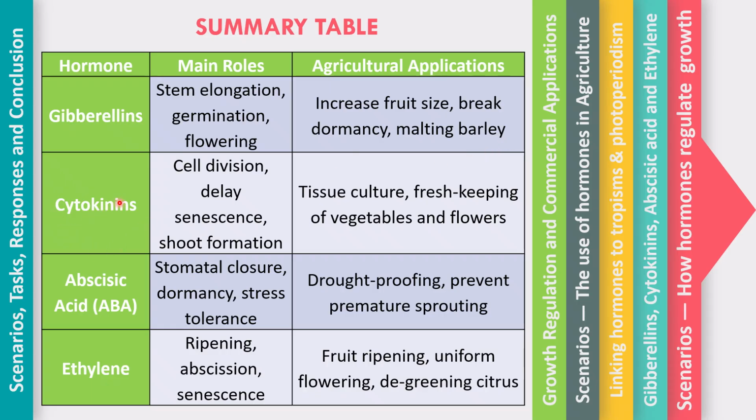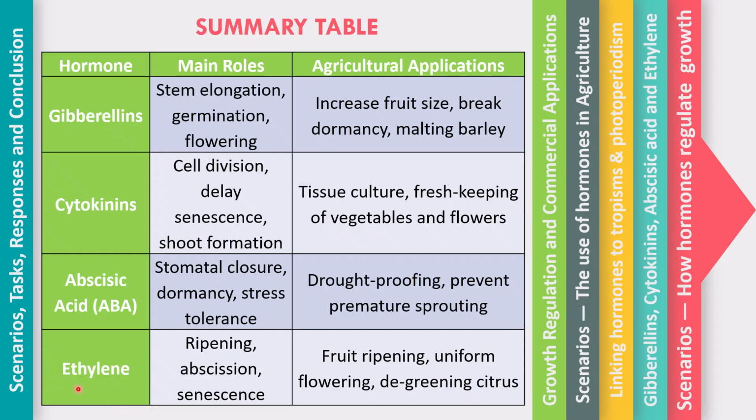Another hormone is cytokinins. The roles are cell division, delayed senescence, and shoot formation. Agricultural applications: they are used in tissue culture, and fresh keeping of vegetables and flowers. Another hormone is abscisic acid, ABA. Main roles: stomatal closure, dormancy, and stress tolerance. Agricultural applications: drought proofing, preventing premature sprouting.